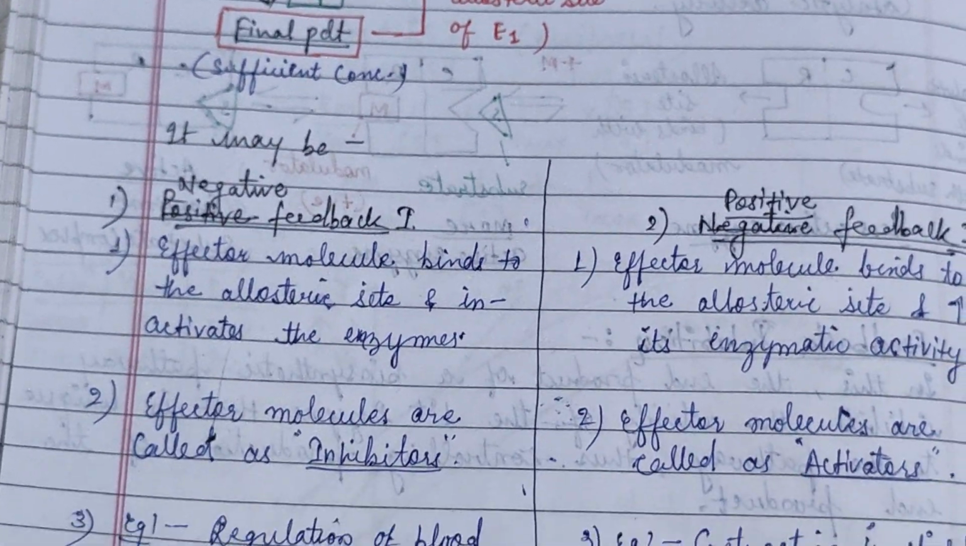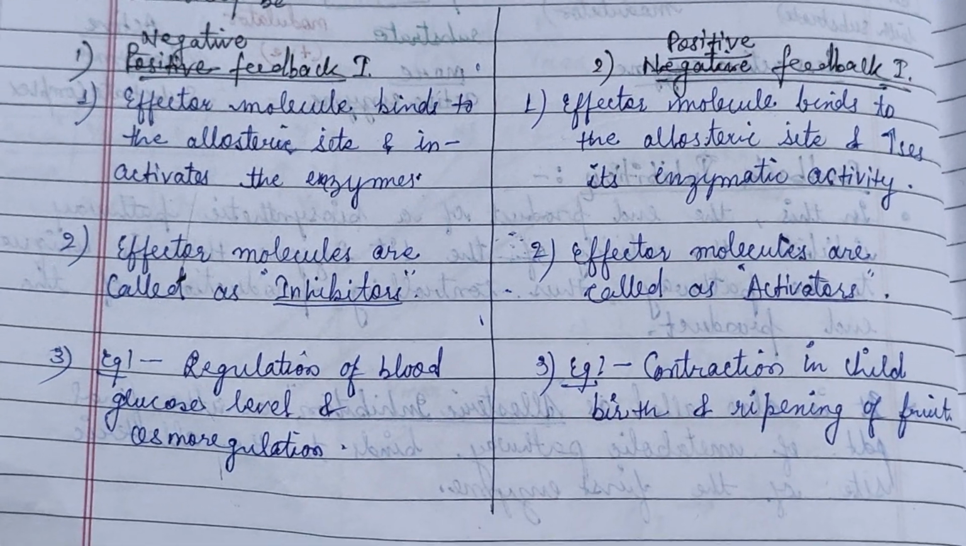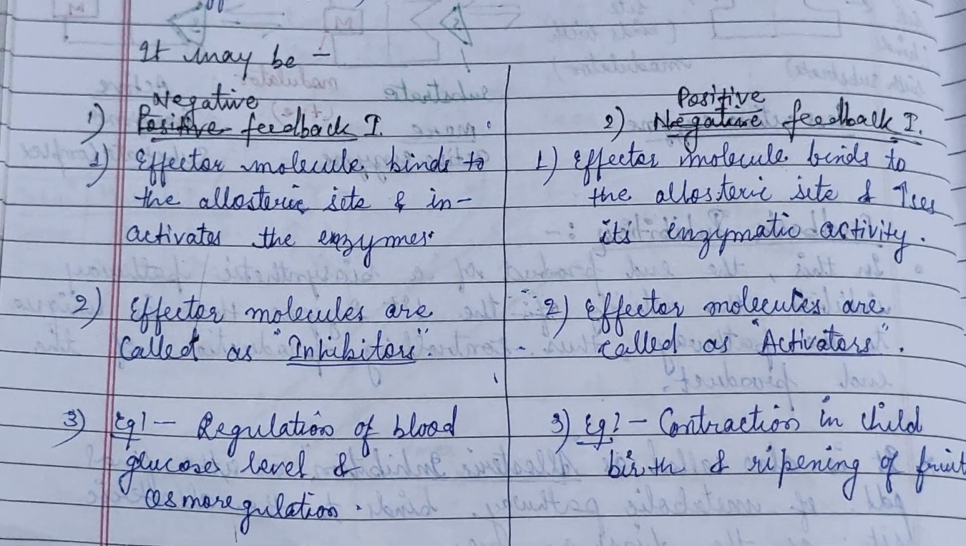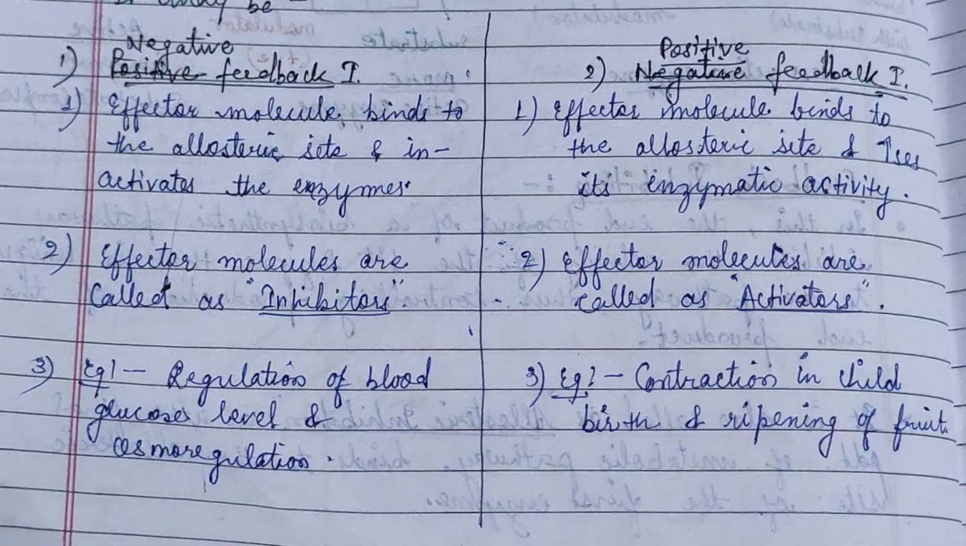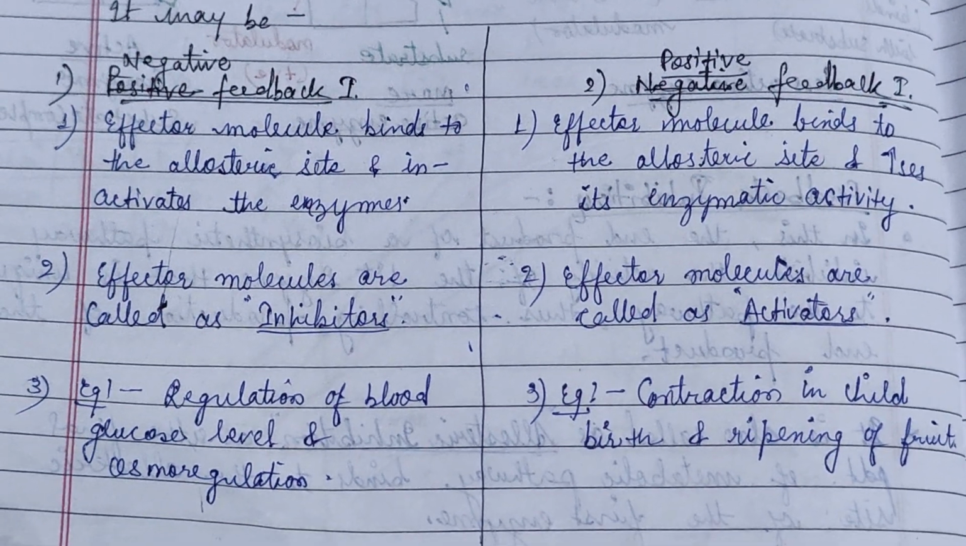So it may be negative feedback or positive feedback, and the differences between negative feedback and positive feedback are as follows. Examples of negative feedback are the regulation of blood glucose level and osmoregulation, and positive feedback is the contraction in childbirth and the ripening of fruit.